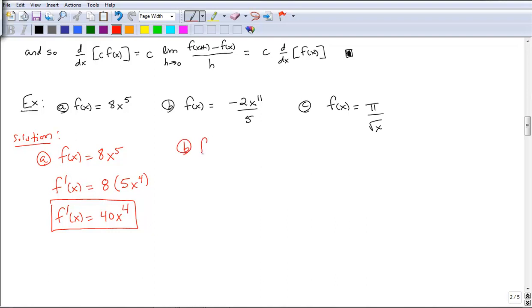Part B is similar. I'm going to rewrite this a little bit so it's easier to see what's happening, but that's negative 2/5 times x to the 11th, because that's x to the 11th over 1. So when I take the derivative of this thing, the negative 2/5 sits around. The derivative of x to the 11th, well, we take the 11 and multiply it out front. Then we take 1 away from the power. So there was 11, now it becomes 10. And now I can multiply that negative 2/5 by that to get negative 22/5 x to the 10.